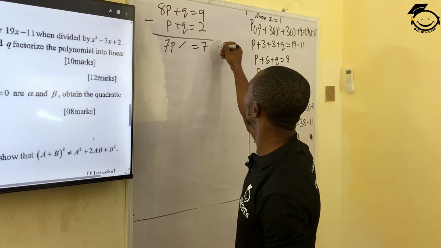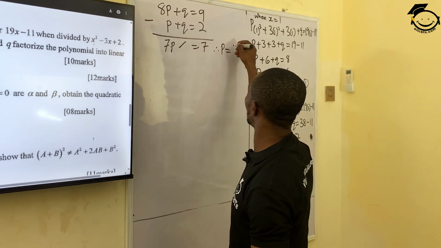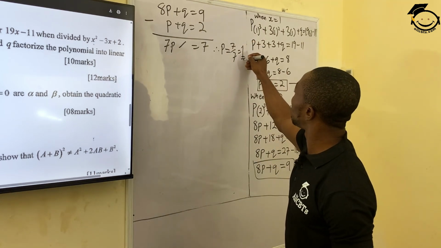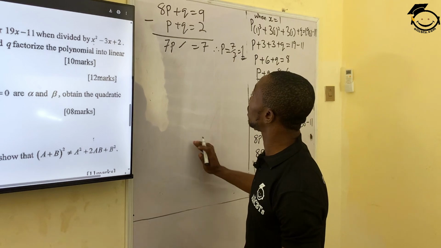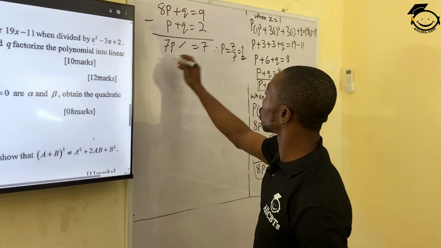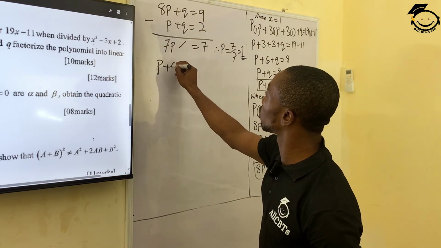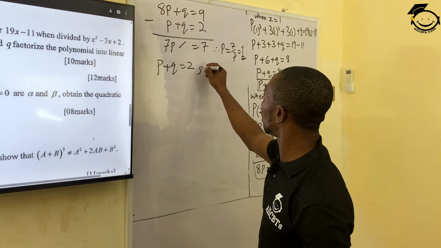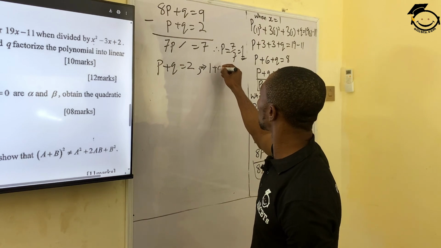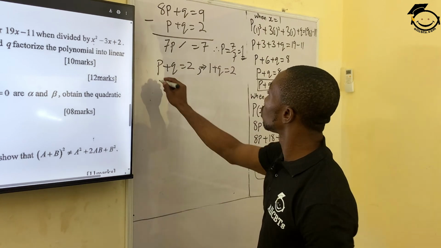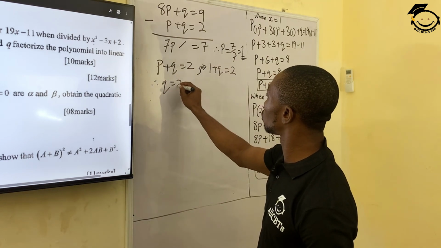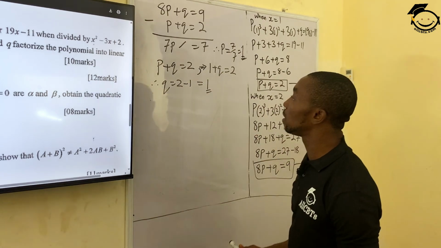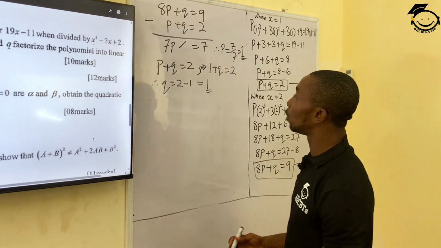So therefore, p equals 7 over 7, which is 1. So the value of our p is 1. Now substituting into equation 1, where we have p plus q equals 2. Since p is 1, this becomes 1 plus q equals 2. So therefore, q equals 2 minus 1, which gives us 1. So the values of p and q are both 1.